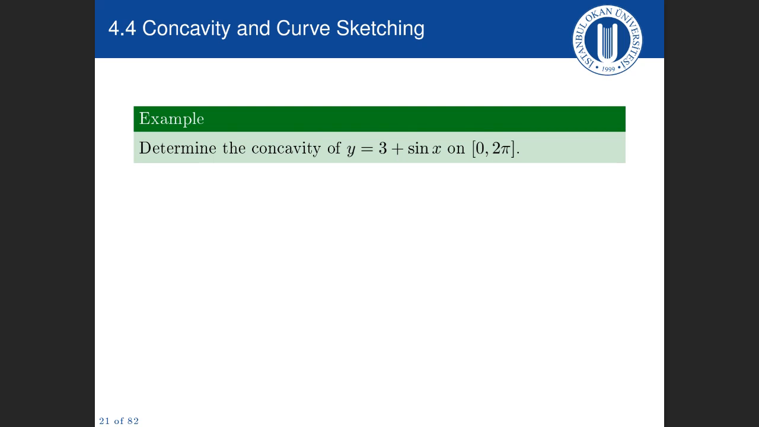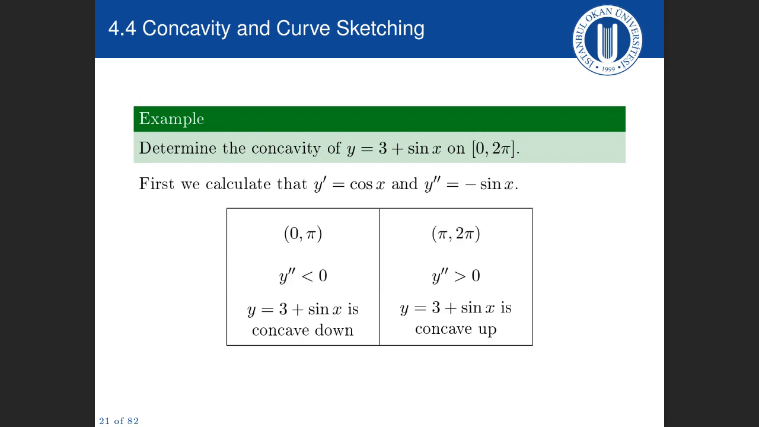Determine the concavity of y is equal to 3 plus sine x on the closed interval between 0 and 2 pi. Well, first we need to differentiate this 2 times. The second derivative is minus sine x. How can we get this equal to 0 if we're between 0 and 2 pi? Well, only at pi, because sine of pi is equal to 0.